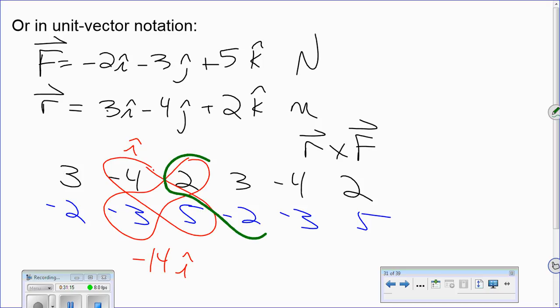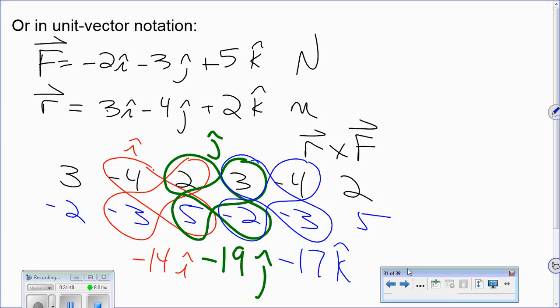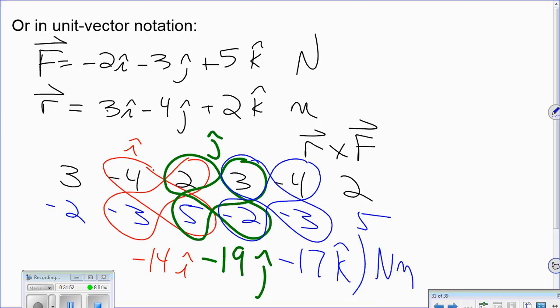So this one and this one give me the j component. So 2 times negative 2 is negative 4, minus 15 is negative 19 j. Follow? And then move down to the next one. These ones give me the k's. So let's see, negative 9 minus 8 is negative 17. All right? Okay. And then my units are Newton meters. Good, you guys?